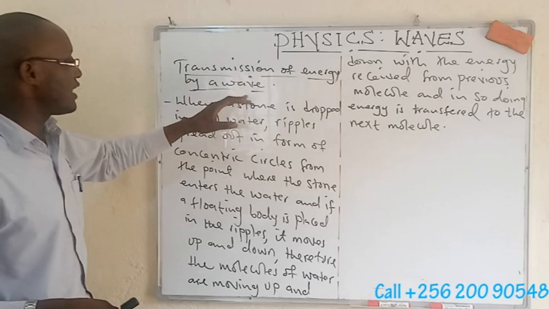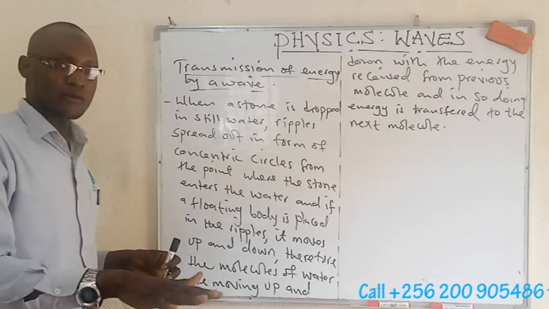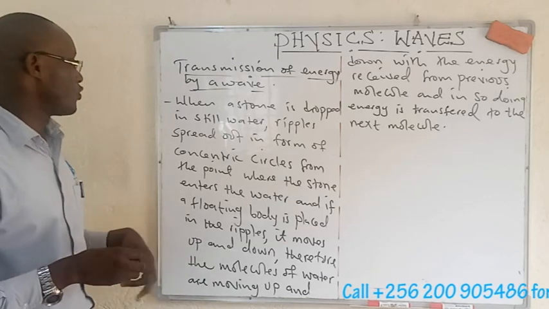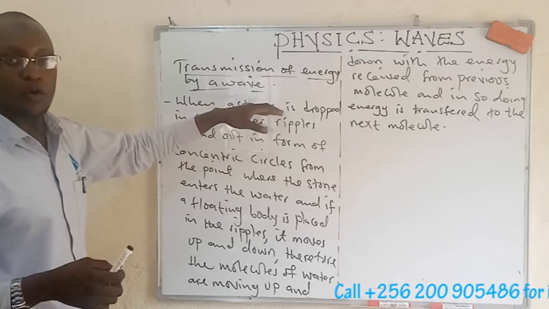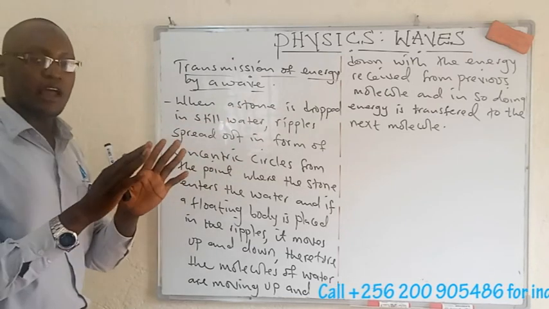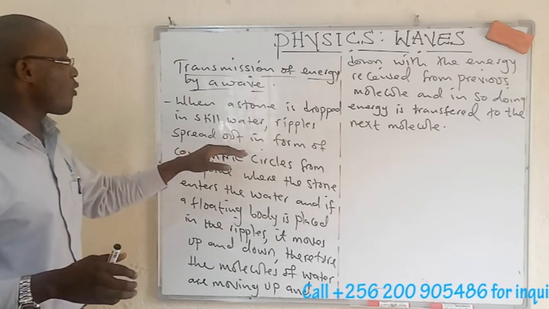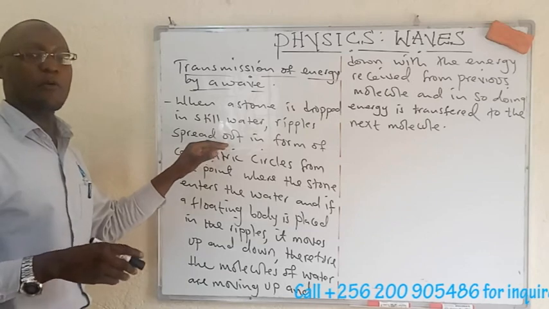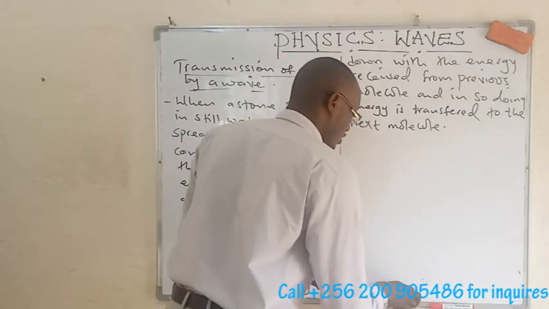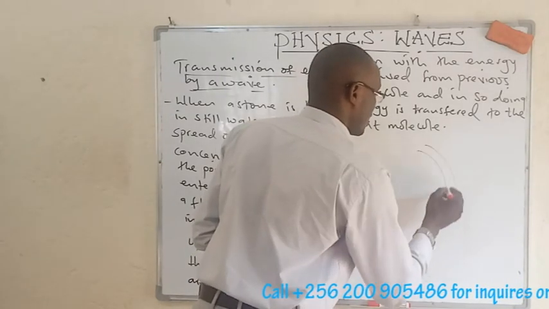We are saying that when a stone, we are giving an example. I told you to get your palm and punch it on the surface of water. But if that is difficult for you, we can go and get a stone and drop it in still water, water which is calm. Then we are going to form what we call ripples. Ripples are going to spread out. Things of this nature are what we call ripples.